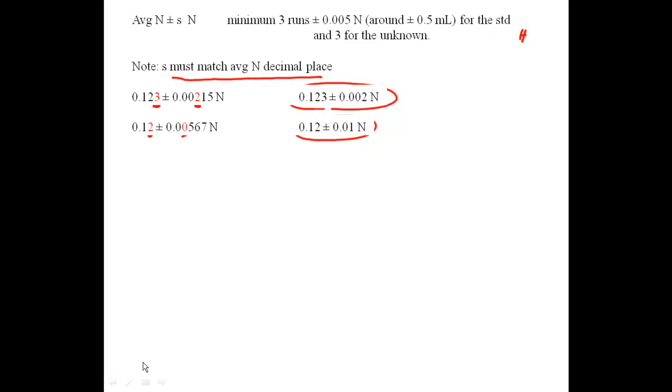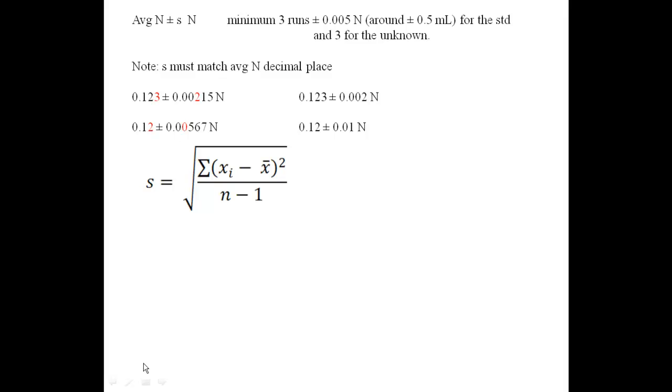Now, how do you calculate the standard deviation? To calculate the standard deviation, that is the summation of your data point, being your normality, minus your average normality, and that is squared. So you do that for your first run. You take your first one minus your average, square that, add your second run minus the average, square that, etc.